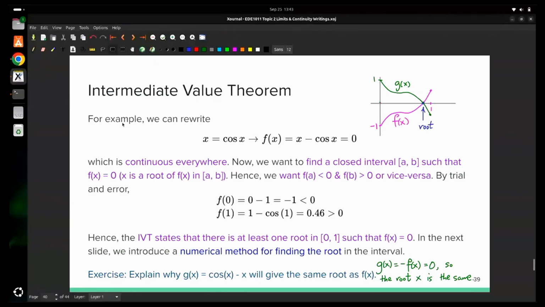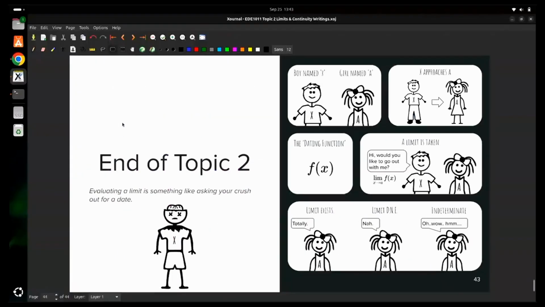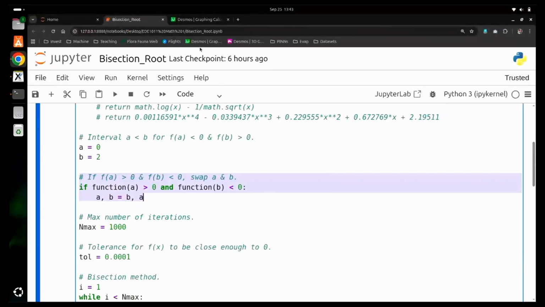Okay? Yeah, so I think with that, that's it for this topic 2. Okay? So some cute comic for you to read.